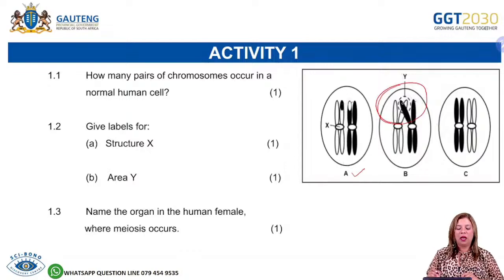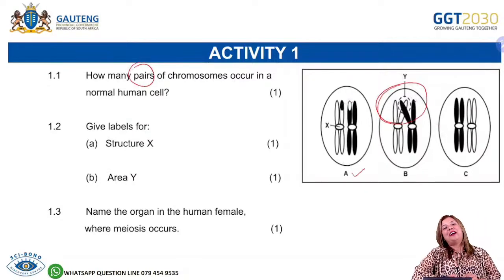So let's continue. How many pairs of chromosomes occur in a normal human cell? Now already my first instinct is to say 46, because we learned this, isn't it? Human is made up of 46 chromosomes. But they're asking how many pairs. How many pairs make up 46? And that would be 23. So those of you who are saying 46 and shouting out 46, you need to read the question correctly.